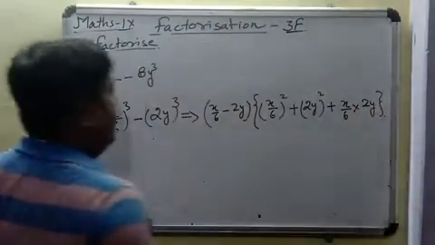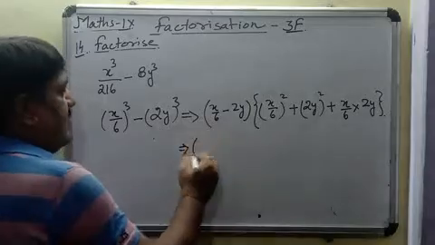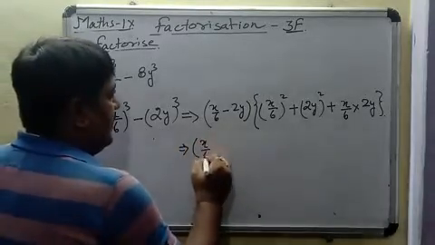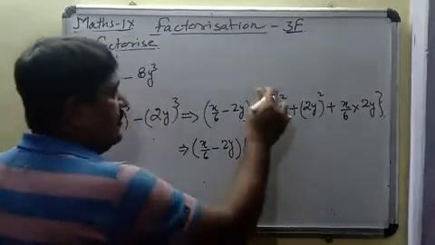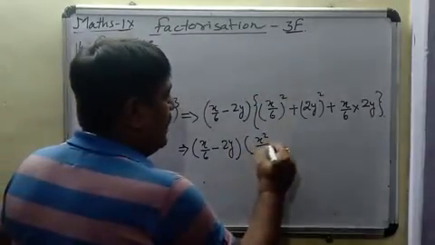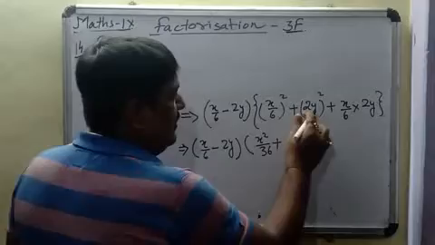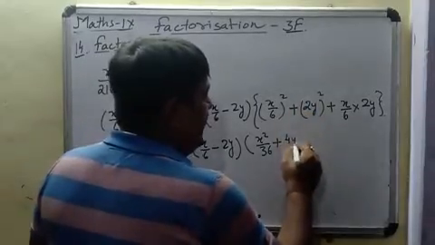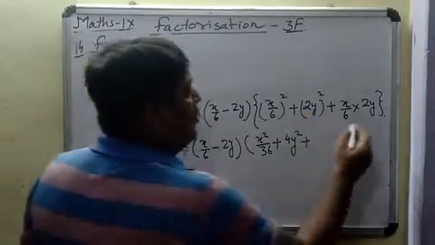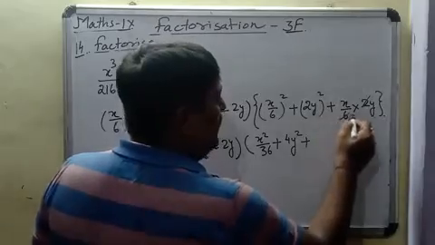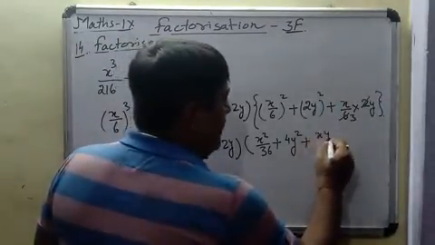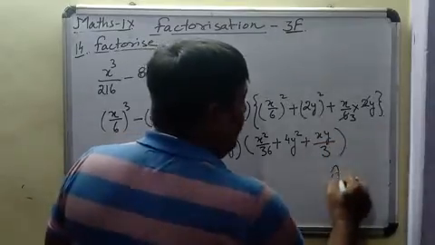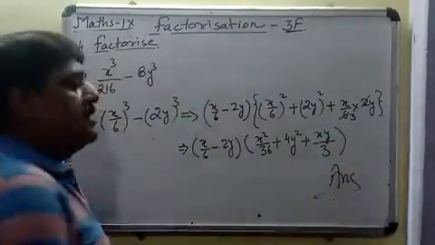Close down the bracket. Here we will be having in the first bracket x upon 6 minus 2y. In the other bracket, this will become x square upon 36 plus this will become 4y square plus this will become 2 1s are 2 and 2 3s are 6, so x into y, xy upon 3. Now it is done. This is your final answer.